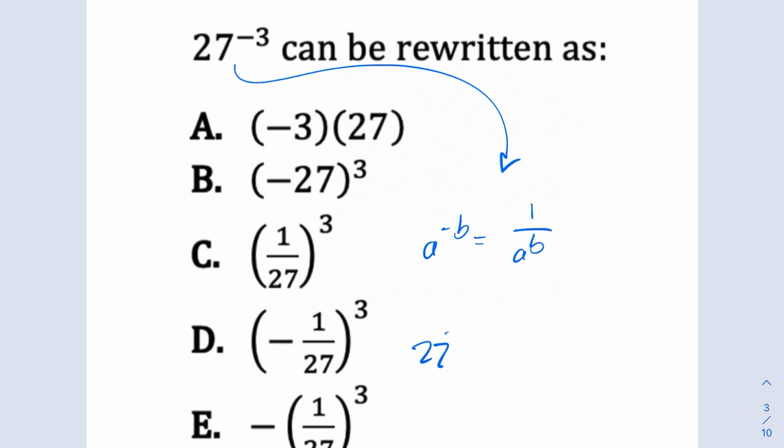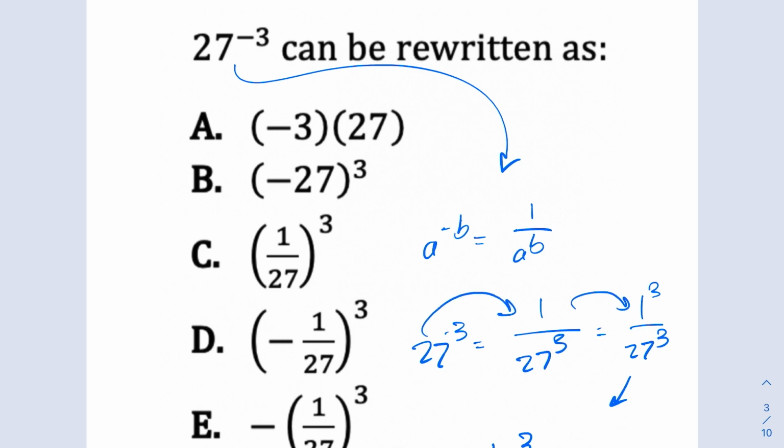So 27 to the negative 3 is equal to 1 over 27 to the third. And that's the same thing as, you can even rewrite it as 1 to the third over 27 to the third, or as 1 over 27 to the third. There's a couple different properties that I used in converting from this to this, and then this to this, and then eventually from this to this. So you need to know those properties in order to be able to do these problems correctly. So the answer here is going to be this right here.